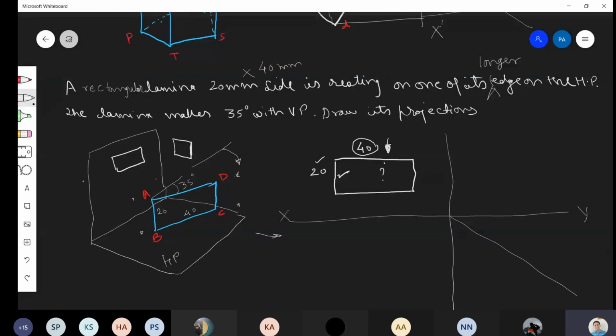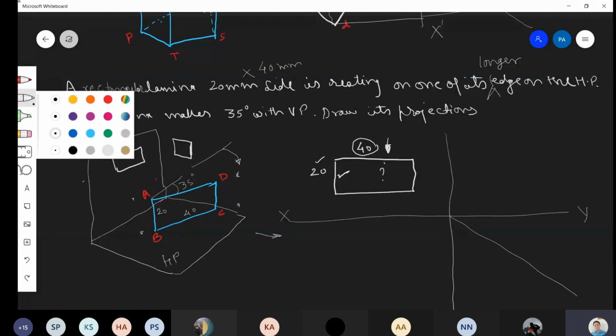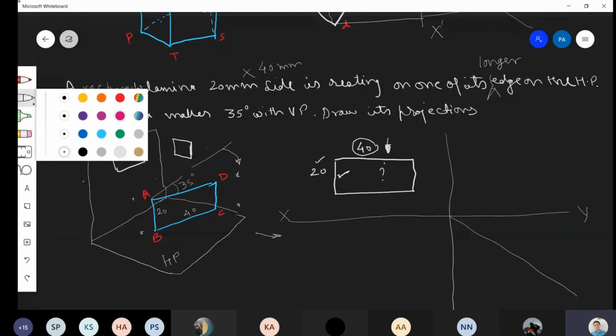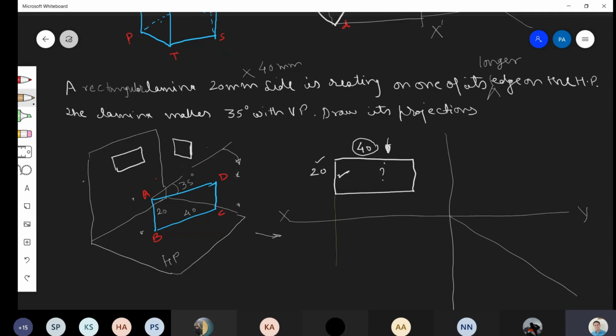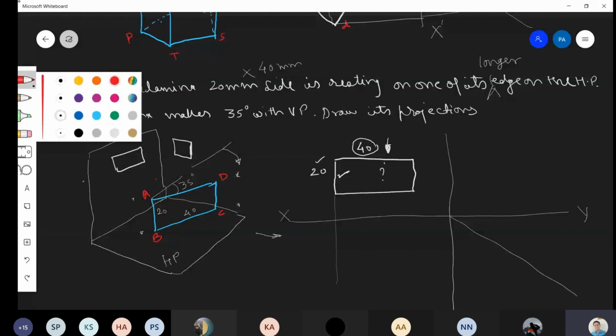Now, what you will see in the top view. अच्छा, before that, any doubt to any student in this? Any doubt in this front view? No, sir. Clear to all of you? Yes, sir. Okay, now talking about the top view.